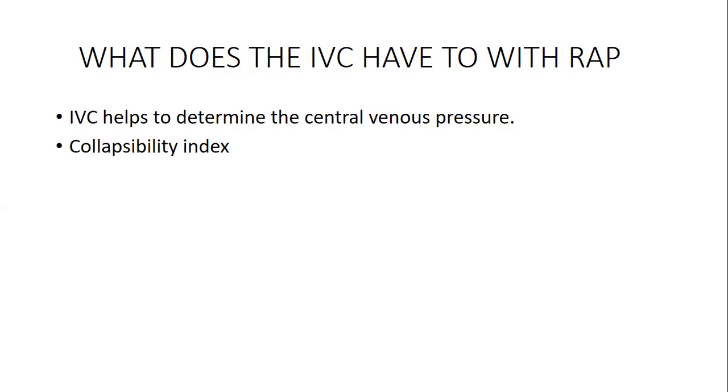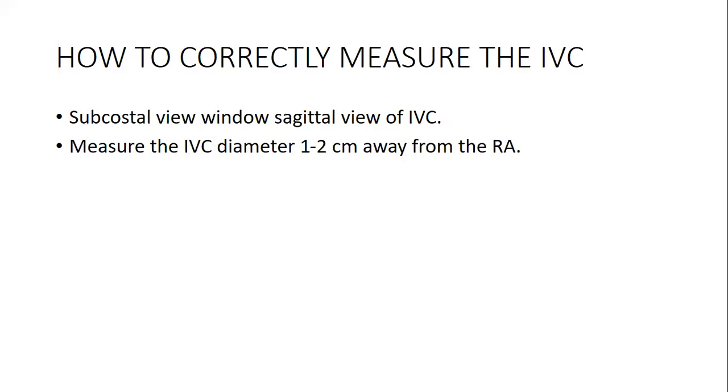What does the IVC have to do with RA, which is right atrium pressure? I've already explained that the IVC helps to determine the central venous pressure, the venous flow, and exactly what is happening within the right atrium. This is also achieved by the collapsibility index. How do you correctly measure the IVC on echo? It's very simple. You use the subcostal window. You can also use the sagittal view of the IVC, and then you measure the IVC diameter at least 1 to 2 centimeters away from the right atrium.